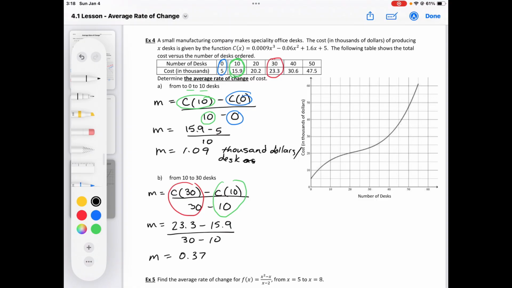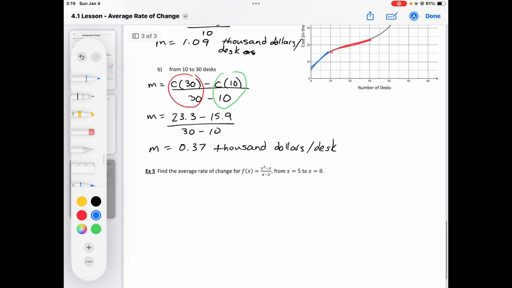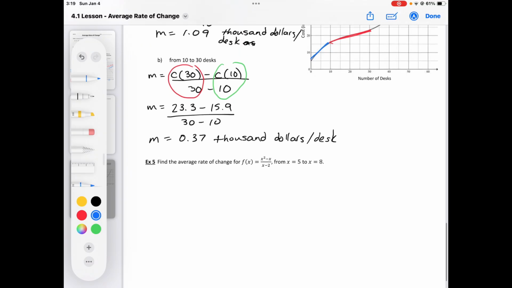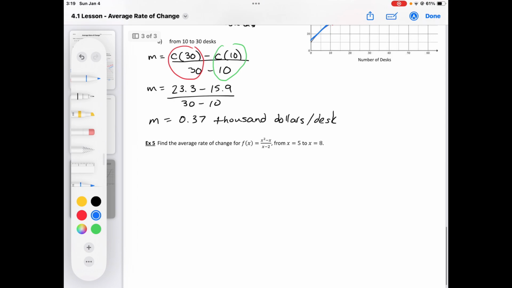And when I simplify that, I get a shallower rate of change. It says that it's $0.37 thousand per desk, which makes sense because that section of the graph is a little bit shallower in between, if I highlight here, in between 10 and 30. If I were to draw a line in there, that is a little bit shallower than the line in between 0 and 10. In terms of manufacturing, that often makes sense. As you create more of a singular item, the production cost tends to decrease per item.